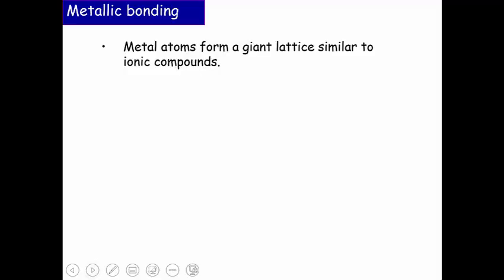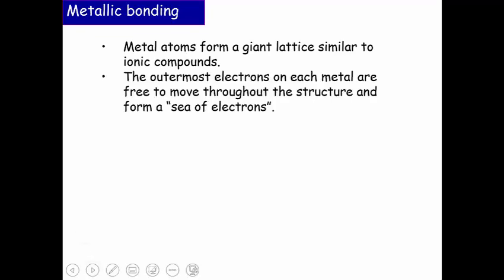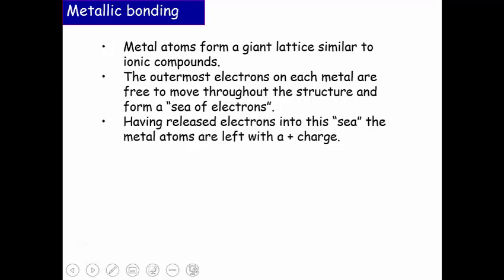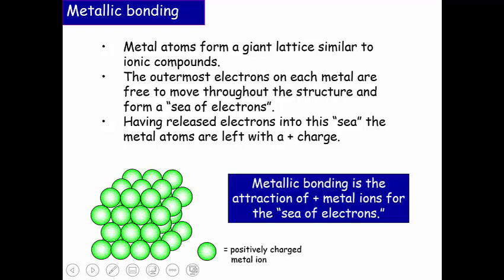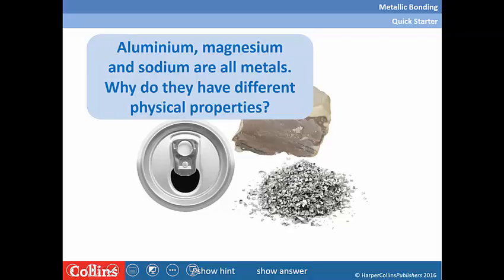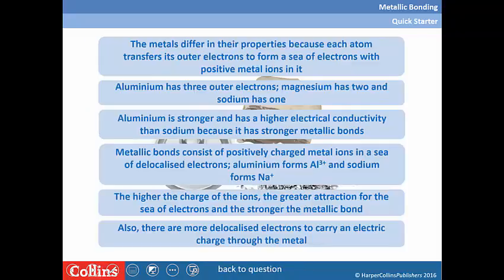Okay, so key points. Metal atoms form a giant lattice which is similar to ionic compounds. The outermost electrons on each metal are free to move around the structure and form a sea of electrons. Having released the electrons into this sea, the metal atoms are left with a positive charge. They become a positive ion. And those positively charged ions are attracted to the sea of electrons, and the metallic bonding is that holding together.